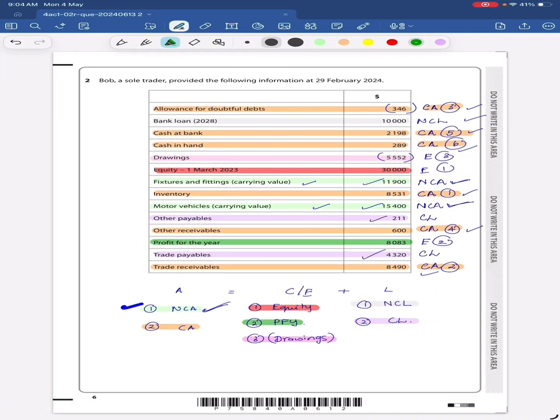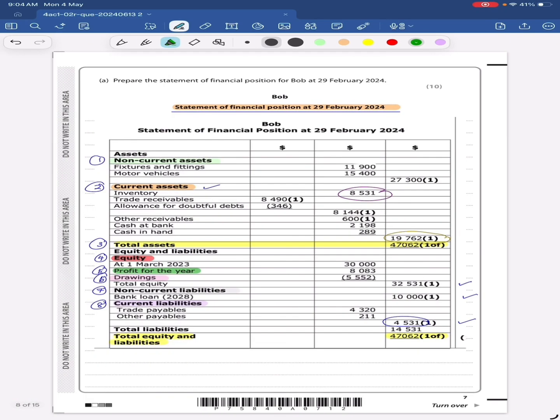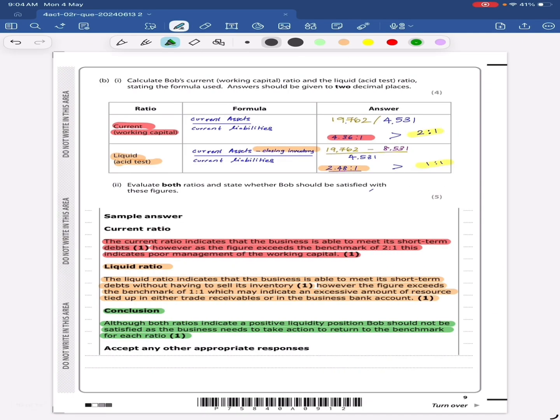Followed by question 2 was a set of information with assets and liabilities, equity, and you were expected to prepare a statement of financial position. This is a super easy question if you know the format of a statement of financial position. Followed by that, part B is to calculate the current and liquid ratio. We'd calculated, and the second part of part B is to evaluate both ratios, whether Bob should be satisfied with these figures, and we had derived with a final answer for the 5 marker.